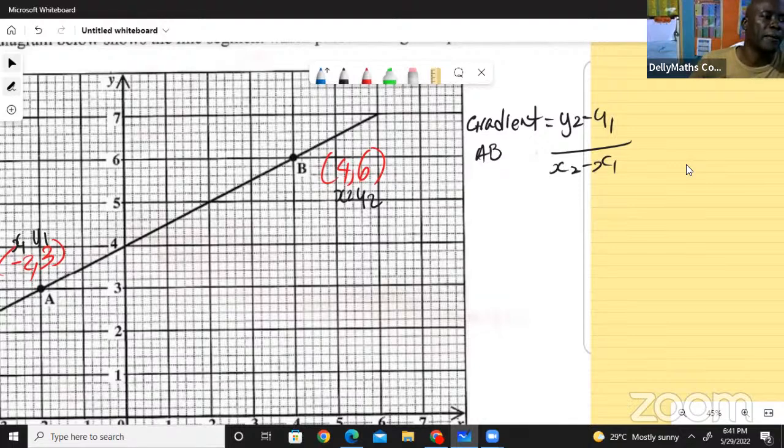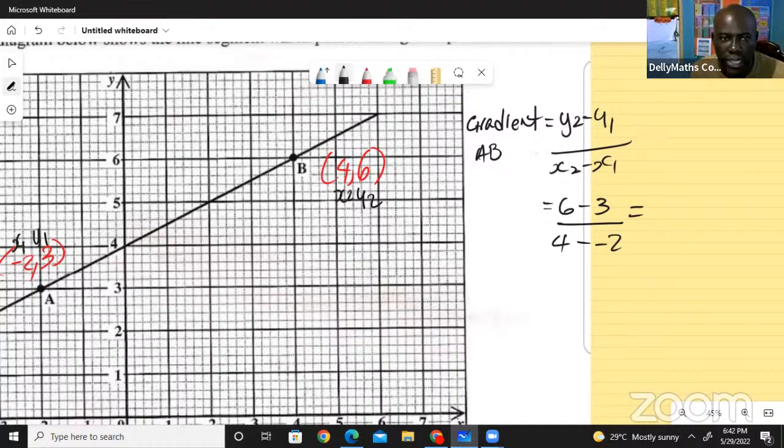All right, so let's put it together. So we're looking at y2, which is 6, minus y1, which is 3, over x2, which is 4, minus x1, which is -2. All right, so double checking to make sure that we're fine. 6 minus 3 over 4 minus -2. Very good. Remember that these two double negative will give a plus. So we're looking at 3 over 6, which is a half. So the gradient of AB is definitely 1/2.